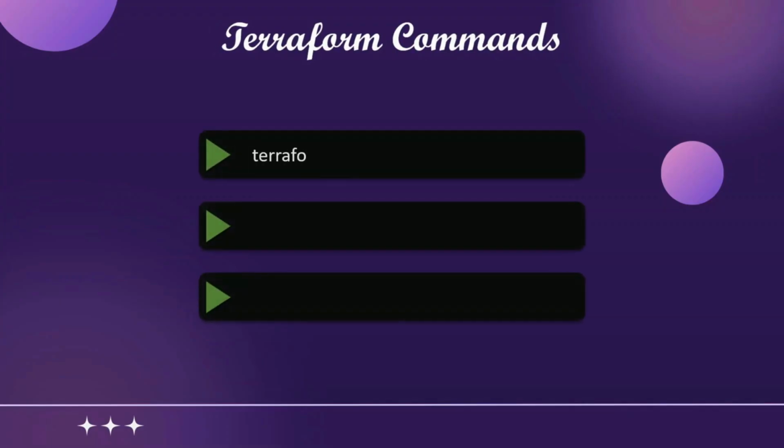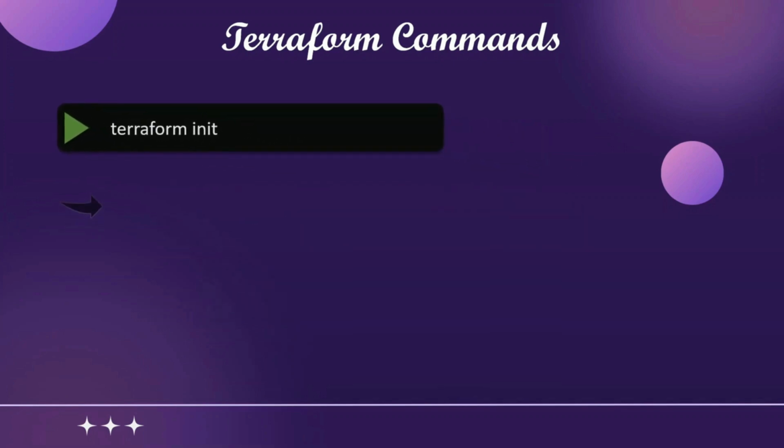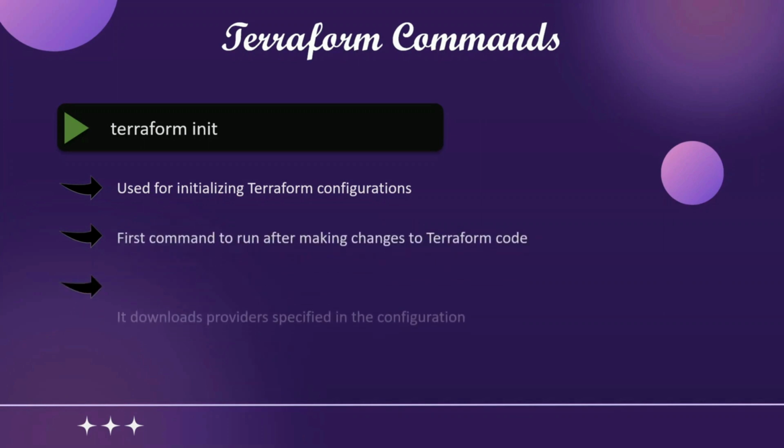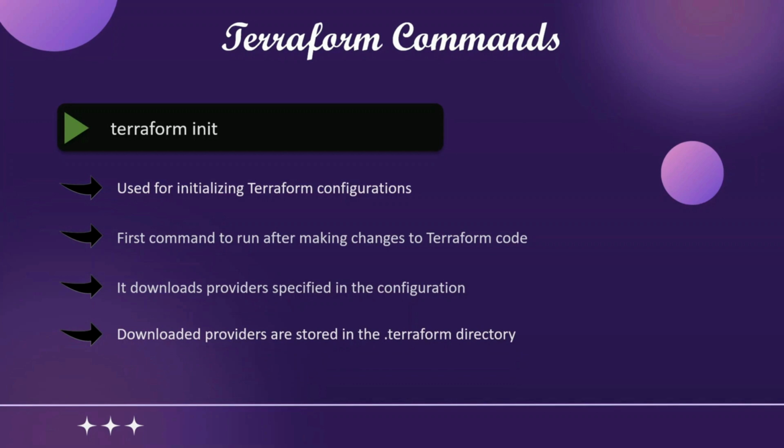Within Terraform, there are multiple commands for performing various operations. But the three majorly used commands are Terraform Init, Terraform Plan, and Terraform Apply. First, let's understand the Terraform Init command. As the name suggests, init is short for initialization. Therefore, we always run this command first if we have made any changes to our Terraform code.